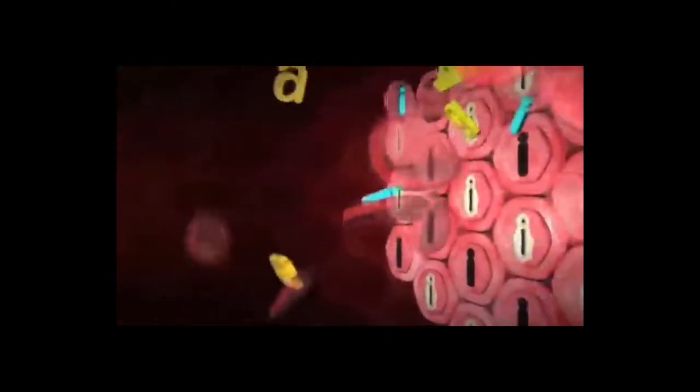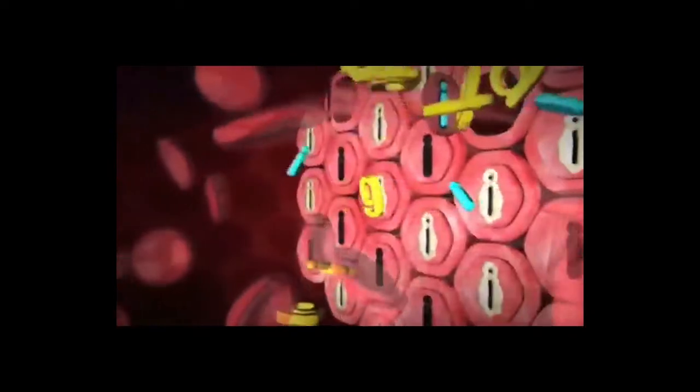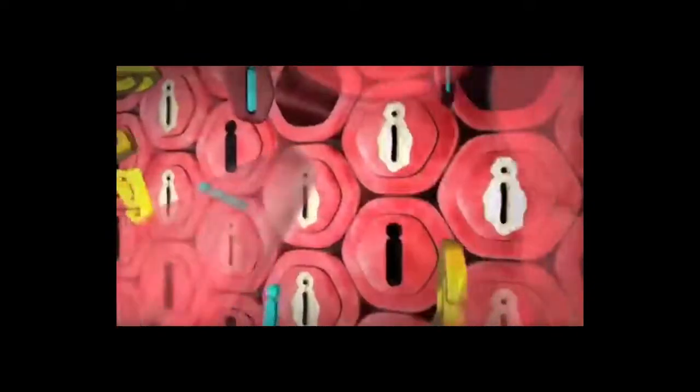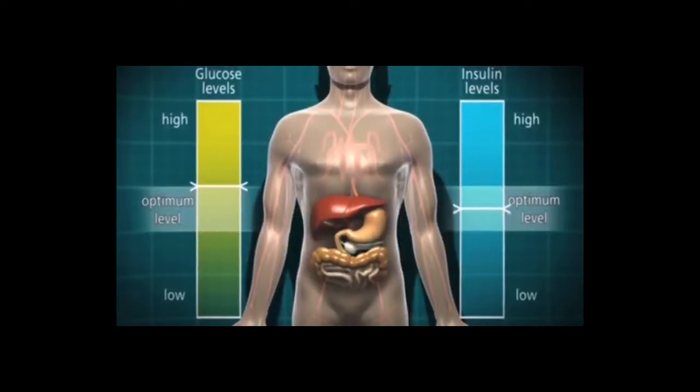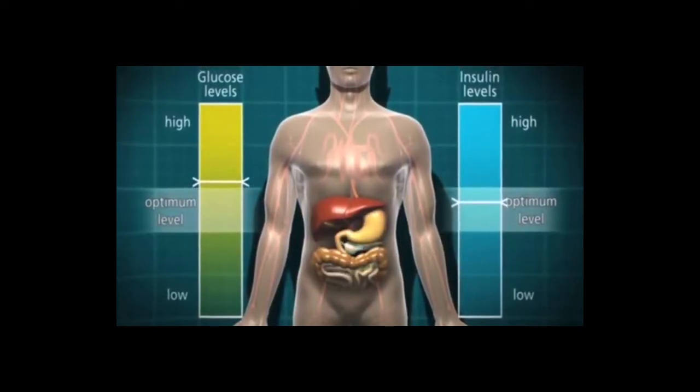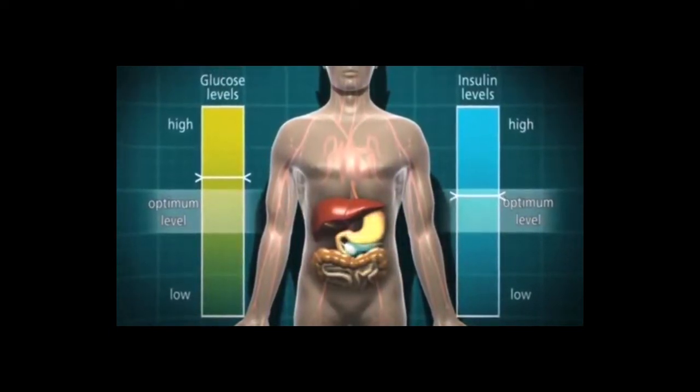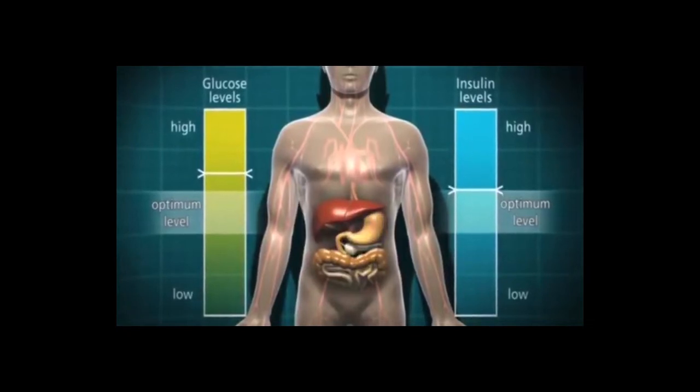However, the glucose can't always get into the cells because the locks to the cell doors have become furred up with fat deposits. That means that the insulin can't open the cell doors properly. So the level of glucose in the blood continues to rise. In response to this, the pancreas produces even more insulin. So the blood glucose levels continue to rise and the insulin levels continue to rise.